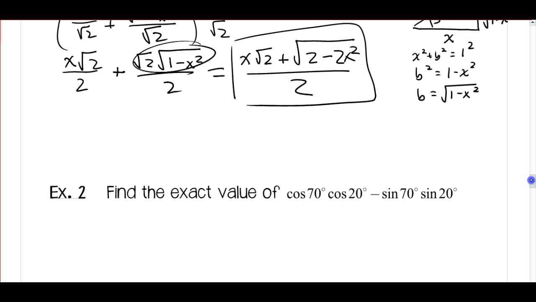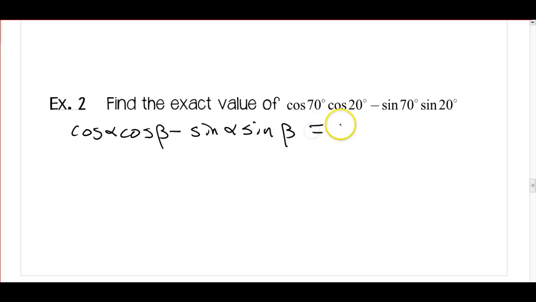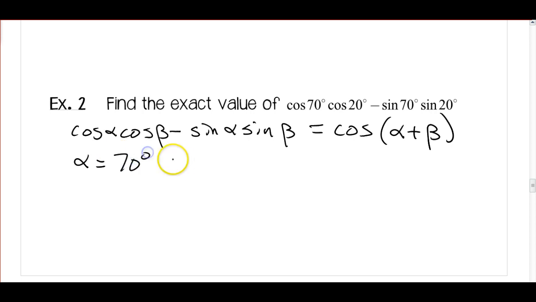Moving on to the next example, we want to find the exact value of cosine 70 cosine 20 minus sine 70 sine 20. So if I rewrite this as cosine alpha cosine beta minus sine alpha sine beta, we can see that this is really the expansion of cosine of alpha plus beta. And in this particular example, alpha would be 70 degrees and beta would be 20 degrees.